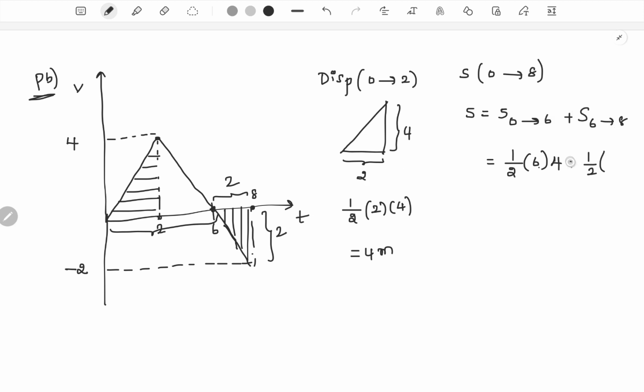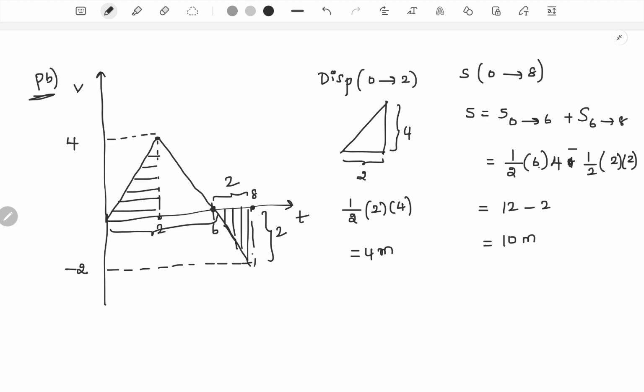One minute, we have to consider minus here, I made a mistake. Half into 2 into 2, so 12 minus 2, which would be equal to 10 meters, is the displacement during that particular interval.